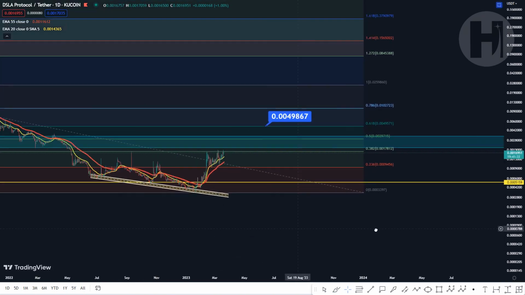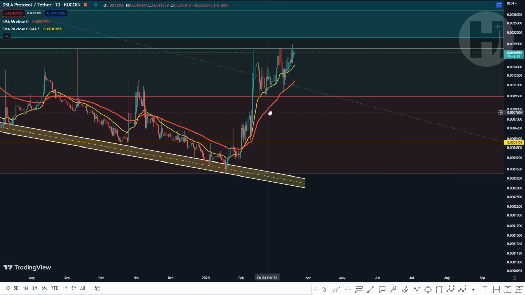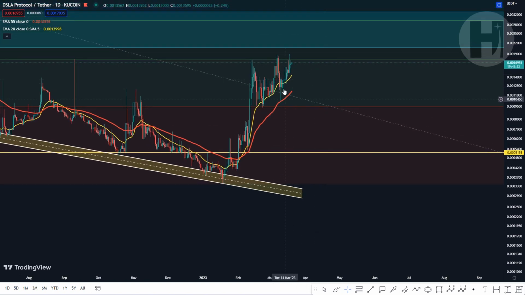So let's zoom in and see what's going on here. We also have the 20 EMA and the 55 EMA on the charts. The yellow line is the 20 and the red is the 55. And as you can see, we've been holding the 20 EMA as support since the middle of February.